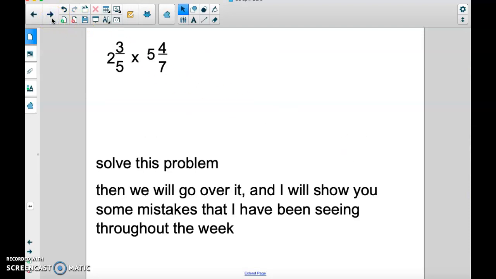Today, we're going to continue to work with multiplying mixed numbers. So go ahead and solve this problem. Pause your video, solve it, have your strategy.